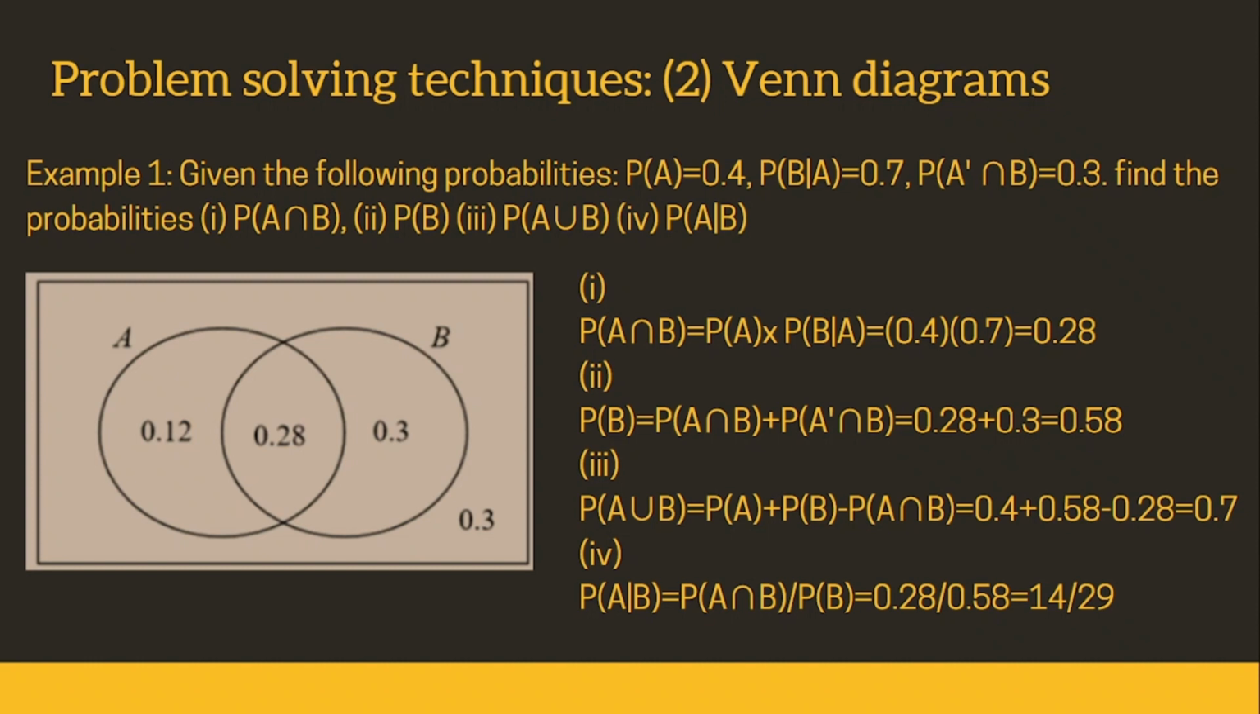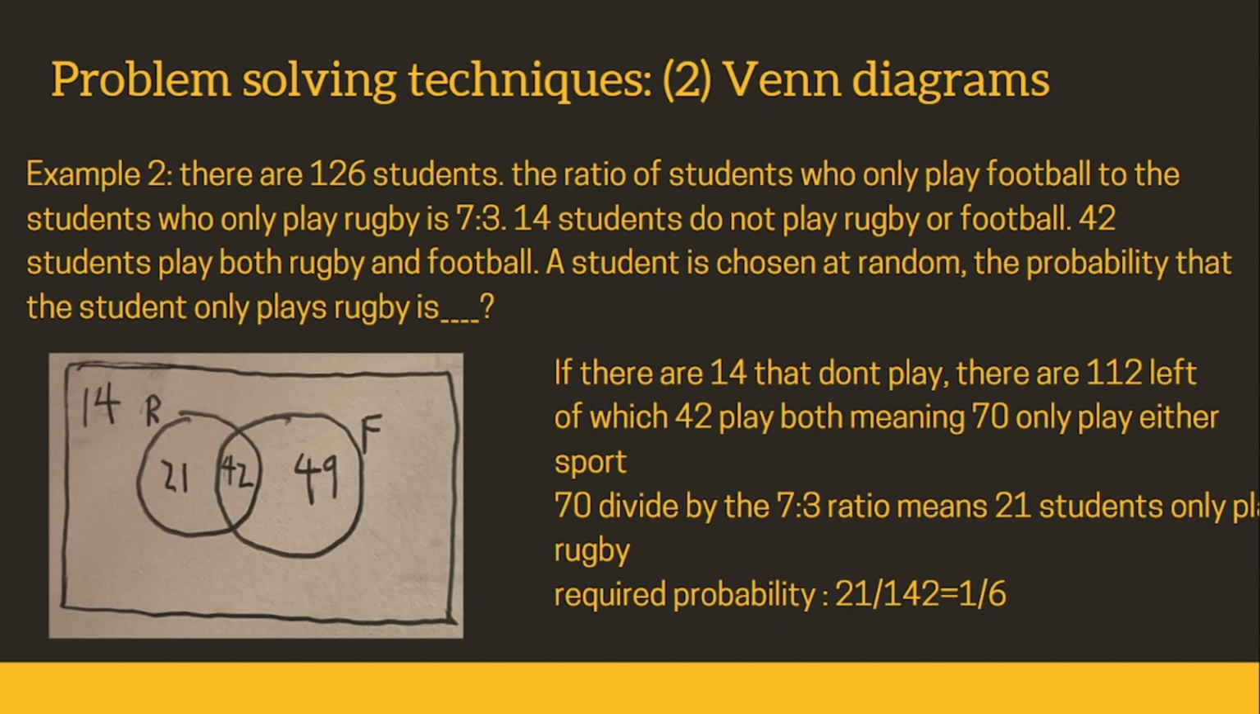Then lastly, for probability of A given B, we find the probability that A and B happen at the same time, intersecting each other, and divide by the probability of B. So it's just 0.28 divided by 0.58, and you get 14 over 29.